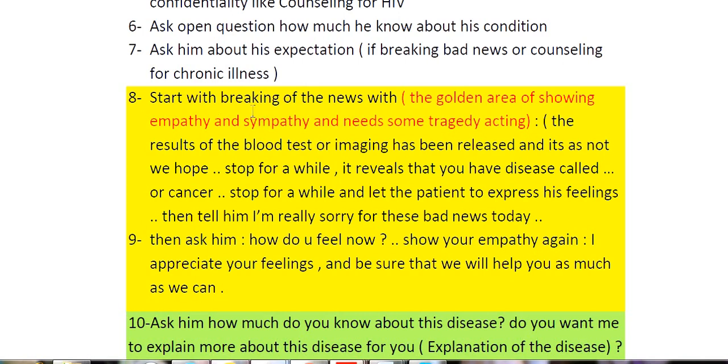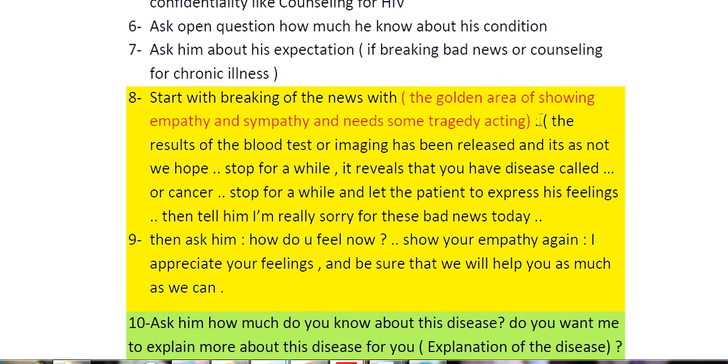You will start to break the bad news for the patient in a gradual manner, not to hurt the patient, not to shock the patient. You don't have to throw a stone in the face of the patient. You have to make it gradually, in a graduated manner and in a reasonable manner.